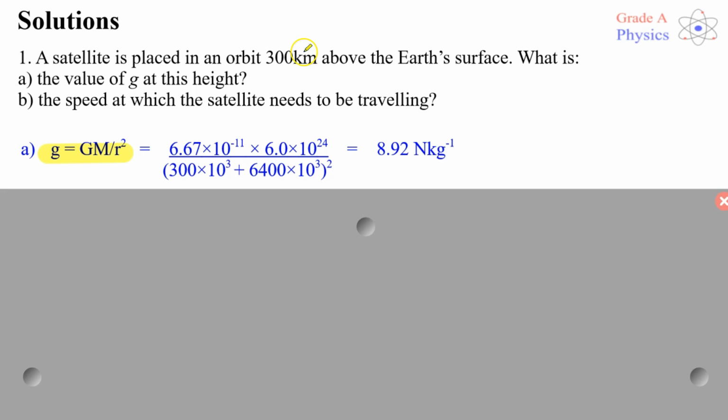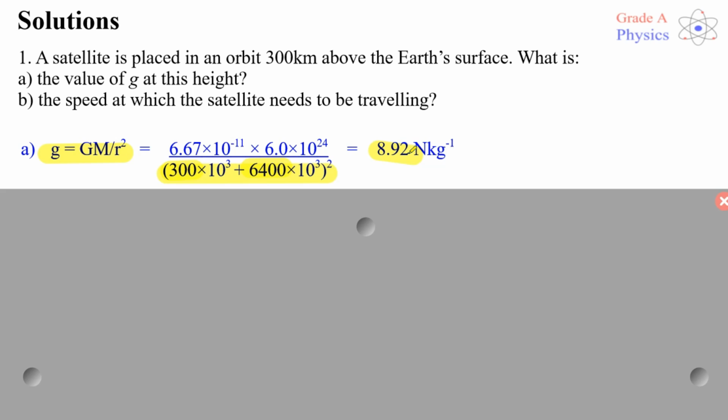The common mistake here is that students either just use the radius or they just use the height and they don't add the two together. And if they do, they forget to change kilometers into meters. So there's two things you need to do there. Make sure you add the height to the radius and then multiply by 1,000. And your answer should make sense. So always check your answer. It should be slightly less than the value of g at Earth's surface.